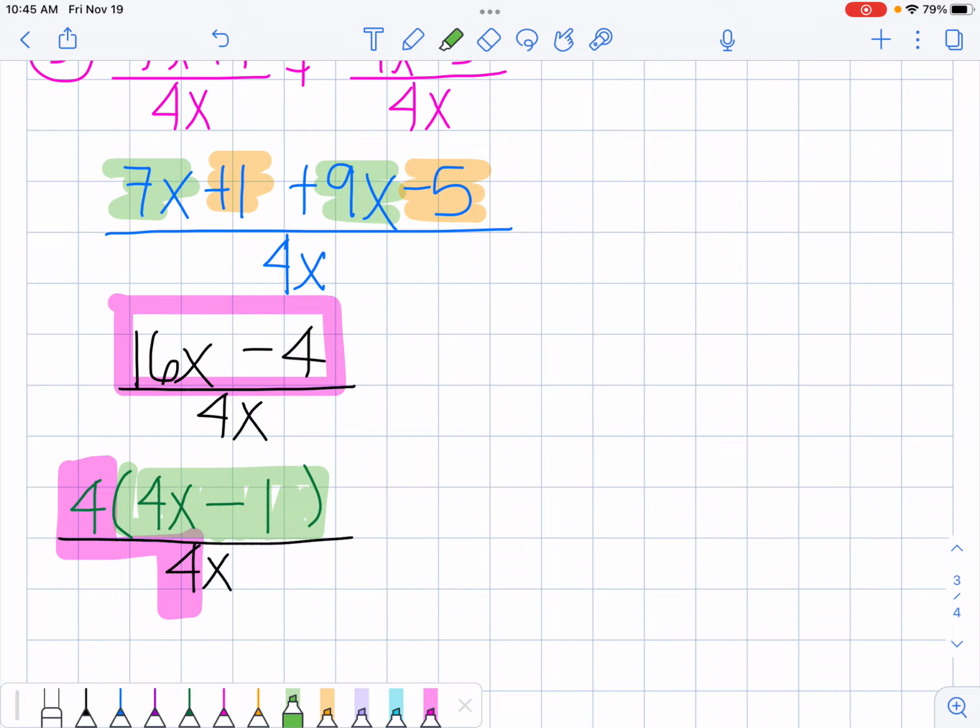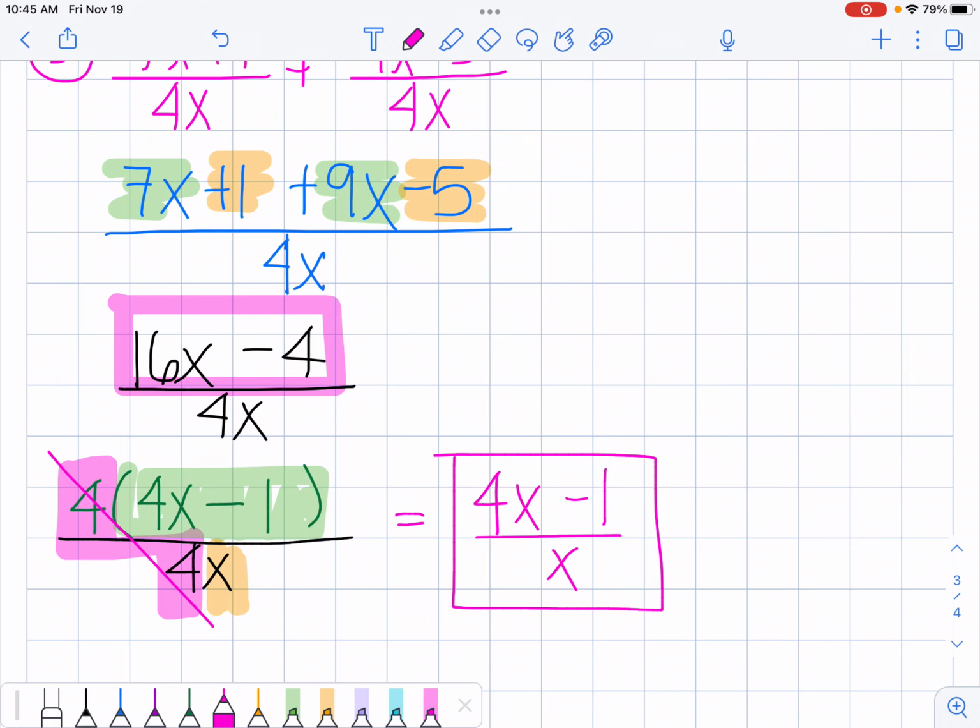Okay? Down here, things that I'm multiplying I can cancel. So I will have a 4 and an x on the bottom and a 4 and a 4x minus 1 on the top. So these are ones that I can cancel. So my final answer is 4x minus 1 over x.